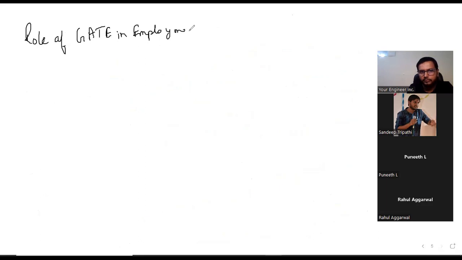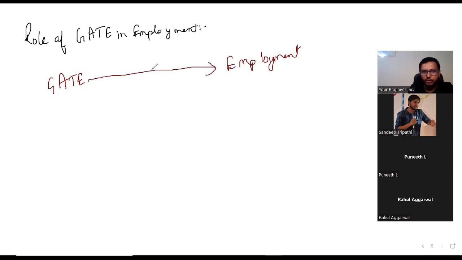Now the next topic is about how much GATE is helping: the role of GATE in employment. GATE does not guarantee employment, but GATE will guarantee you one thing. Here is the GATE exam, and here is employment. If you think that after GATE you can get employment, then no, it is very, very wrong.